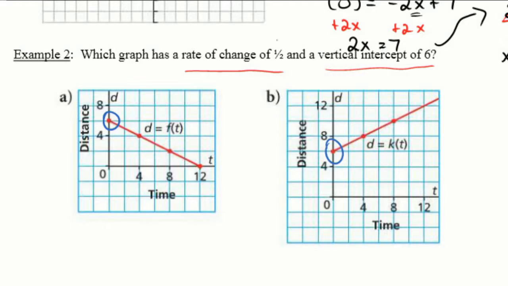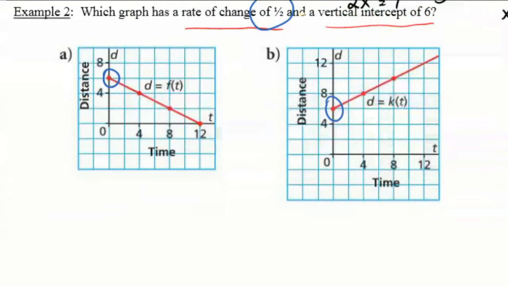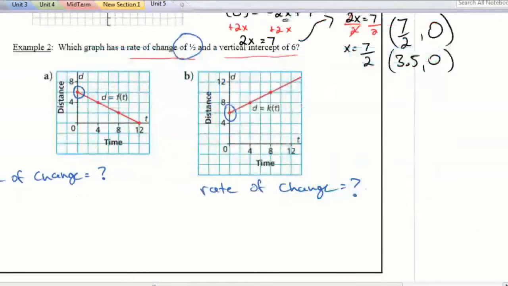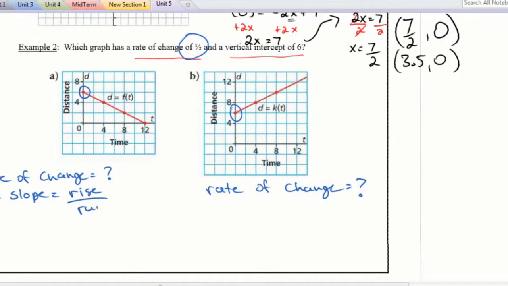So now I'm stuck with this rate of change of 1/2. Let's figure out what the rate of change for both my graphs is. What does it equal in this case? And then what does the rate of change here equal? If I can determine which one of these has a rate of change that isn't 1/2, then I can figure out which one's the correct graph. It's either A or B. So I know the rate of change is equal to the slope, which is also equal to the rise over the run.